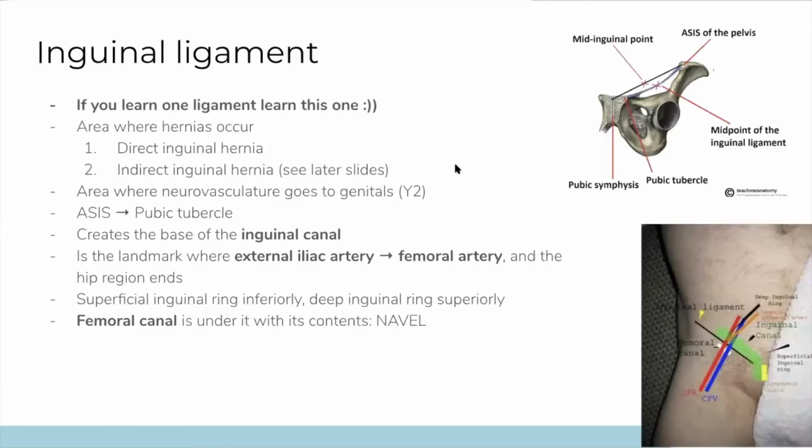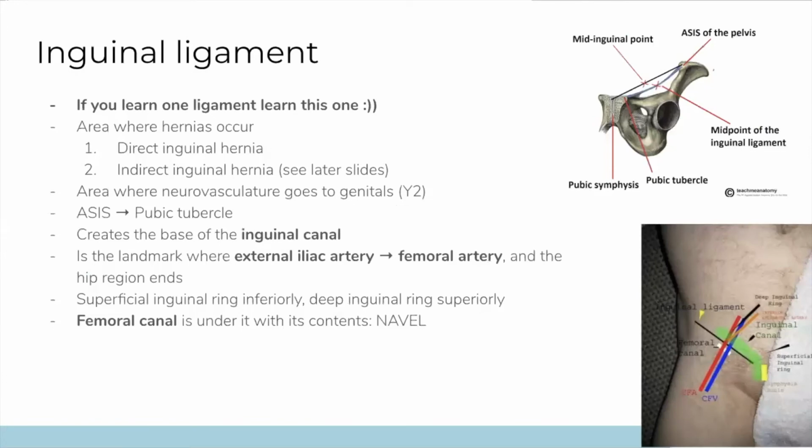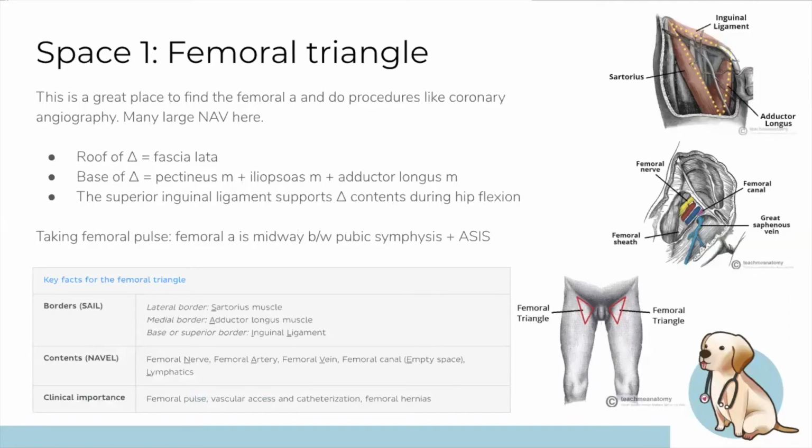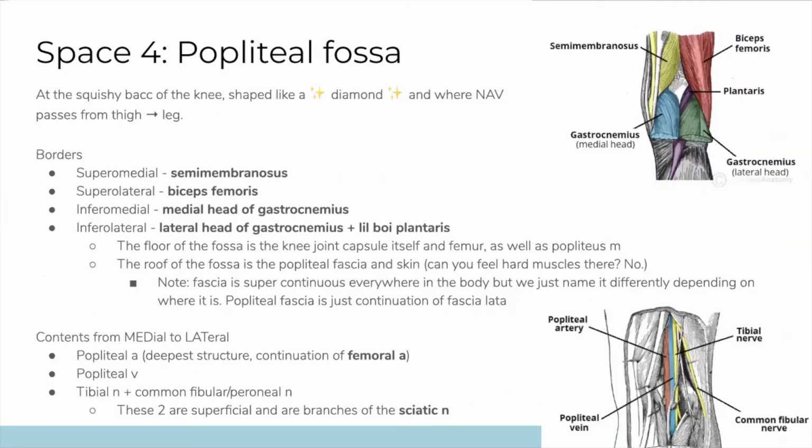Okay, cool. So finally, I just have some slides on the inguinal ligament because I just want to remind you that it exists, and some other spaces like the femoral triangle and adductor canal, that I'd recommend you look into in your own time. The popliteal fossa is very important as well, so try and remember all the contents that cross through here.